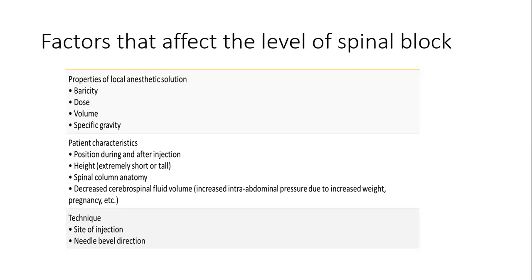All right. Properties of local anesthetic agent comprises the basicity of the agent, the dose, the volume, and specific gravity. Patient characteristics: position during and after, height, extremely short or tall, spinal column anatomy, decreased CSF volume, like I mentioned. Technique: site of injection, and the direction of your needle.